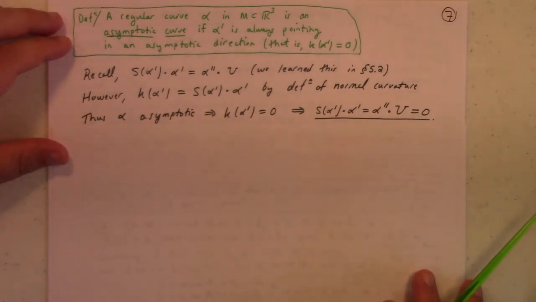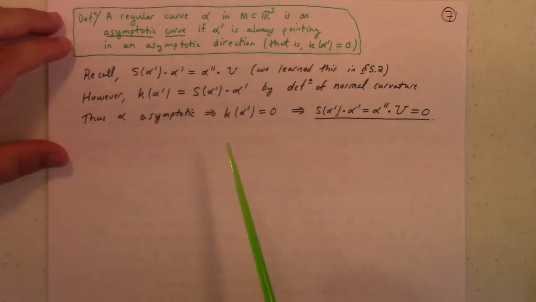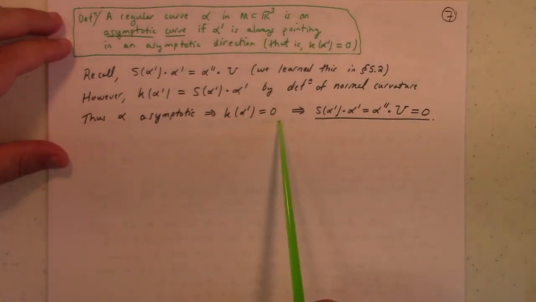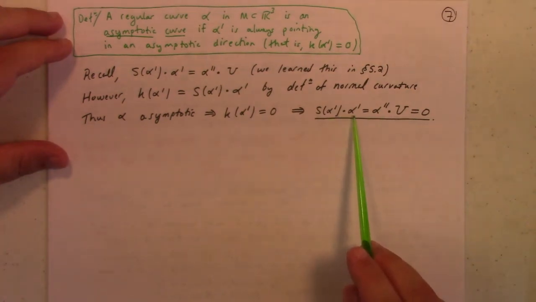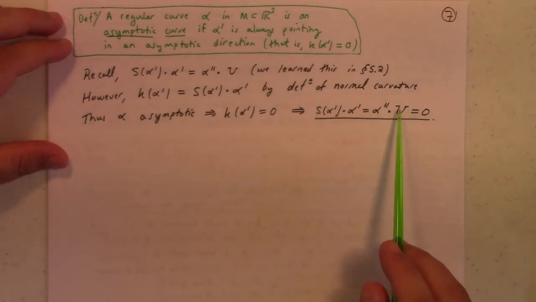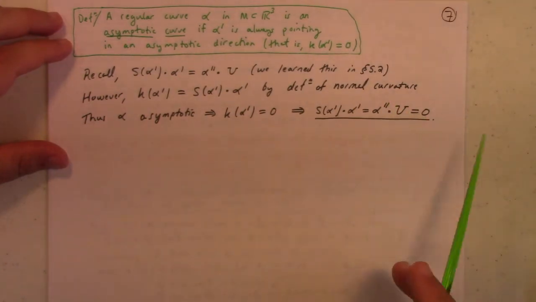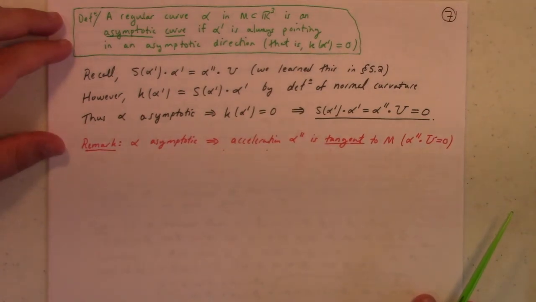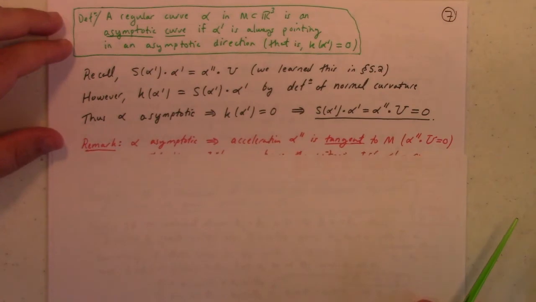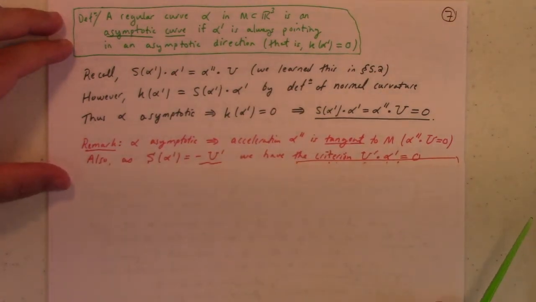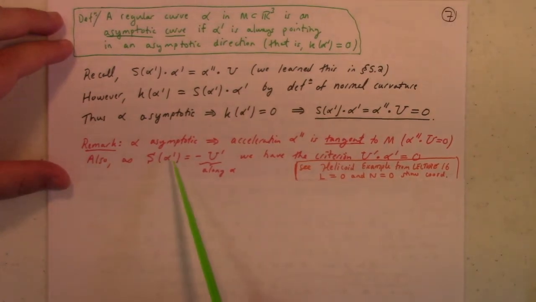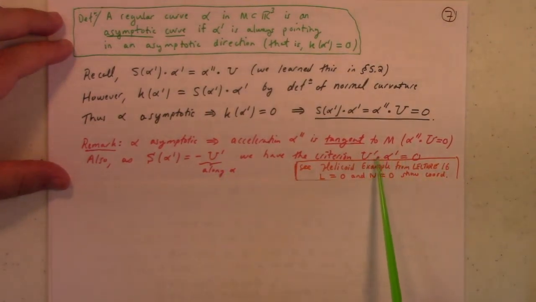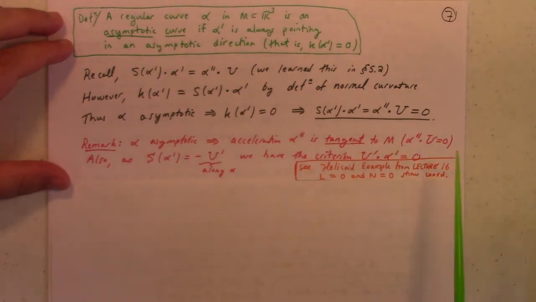Because I'm supposed to calculate normal curvatures for unit vectors. But anyway, if alpha is asymptotic, then k of alpha prime is zero, which means that S of alpha prime dot alpha prime is equal to zero. So the acceleration of the asymptotic curve is perpendicular to the unit normal. Another way to say it is that the acceleration has to be tangent to M. If it's perpendicular to the normal, by process of elimination, it falls in the tangent plane. Also, S of alpha prime is minus the derivative of the unit normal along the curve alpha, right? So we also have that the derivative of the unit normal dot the velocity is equal to zero along the curve.